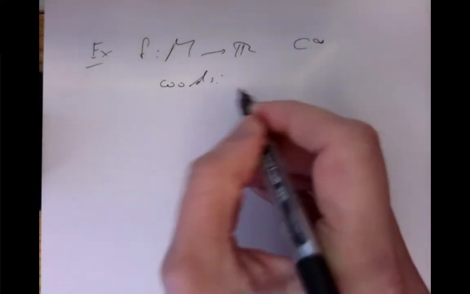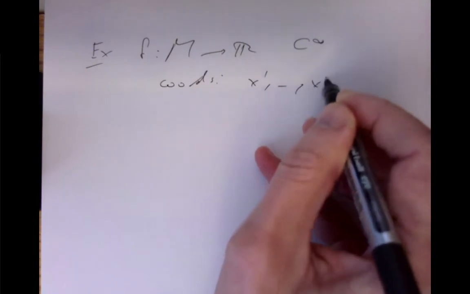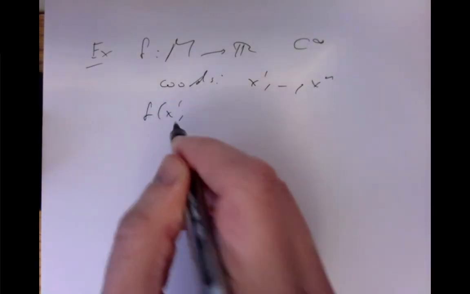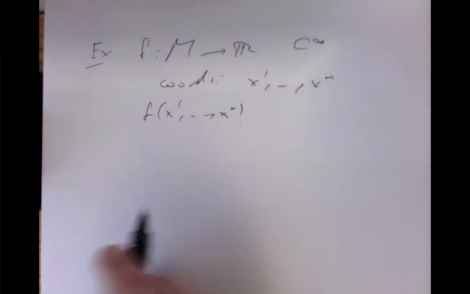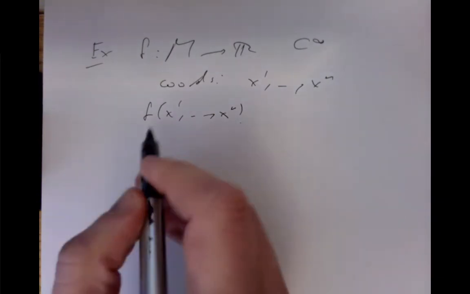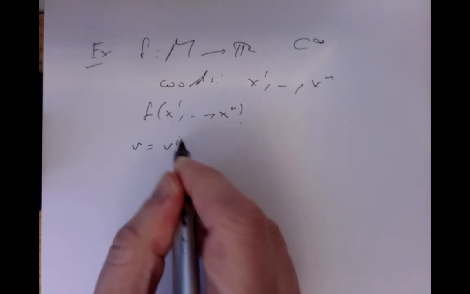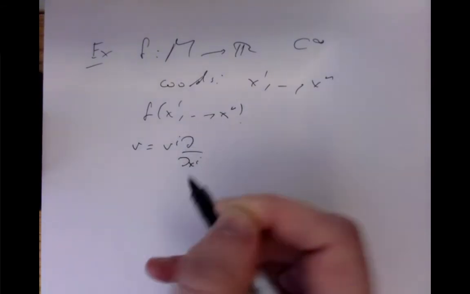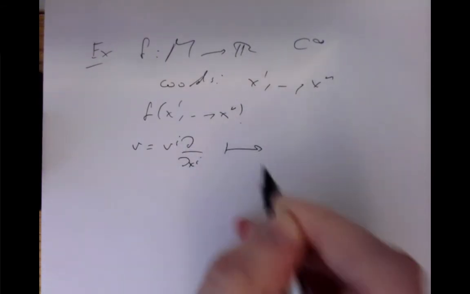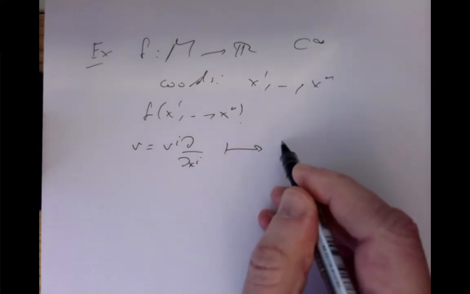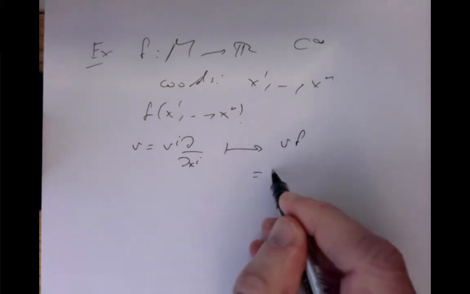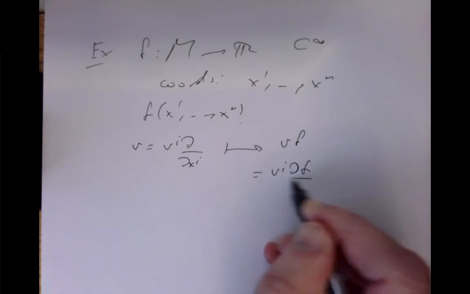It would have, say, some coordinates x1 to xn. Then it becomes expressible as some function of x1 to xn. And then it has an associated linear map, which associates to each vector v = vi d/dxi a number, which is vf. In other words, vi df/dxi.